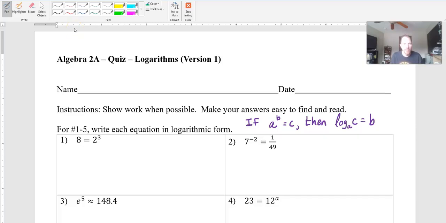All right, from Algebra 2A, folks, we're looking at the quiz on logarithms version 1, and we'll see how quickly we can get through this here.